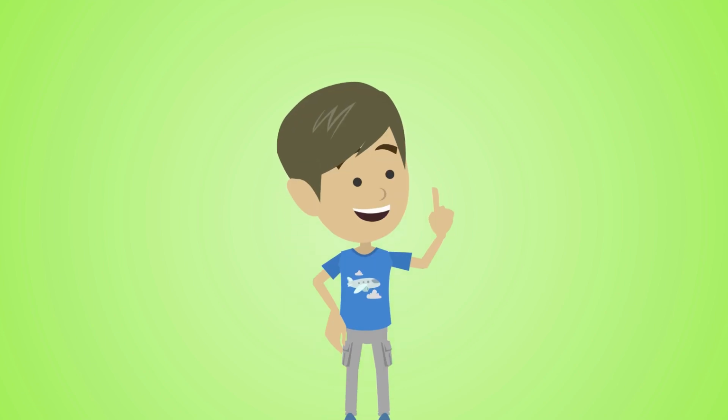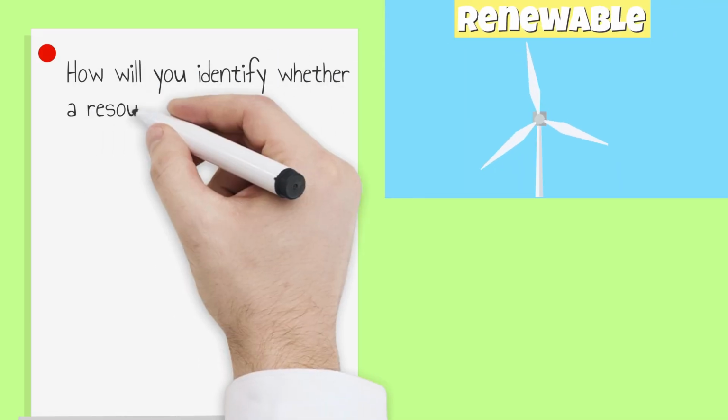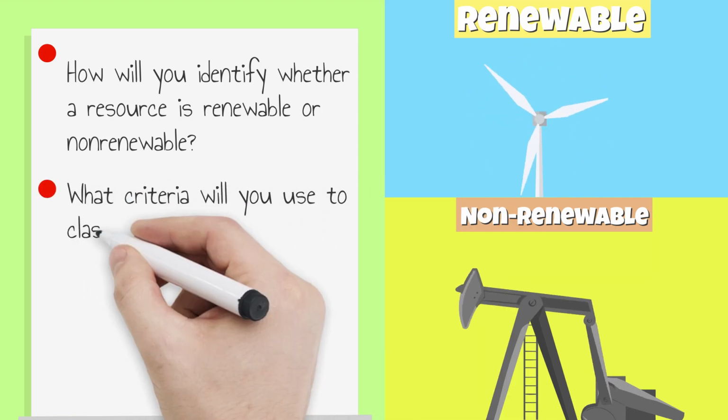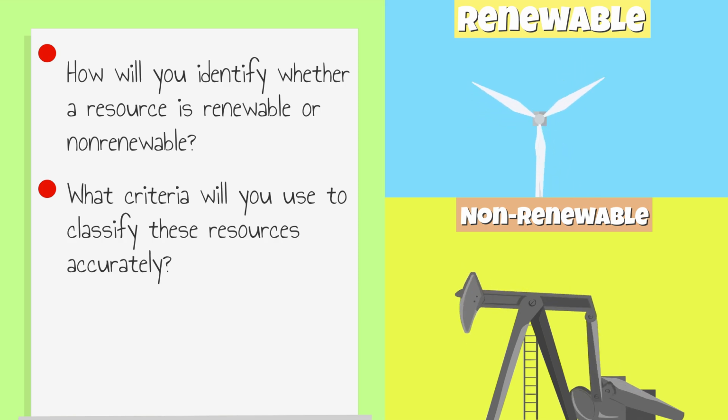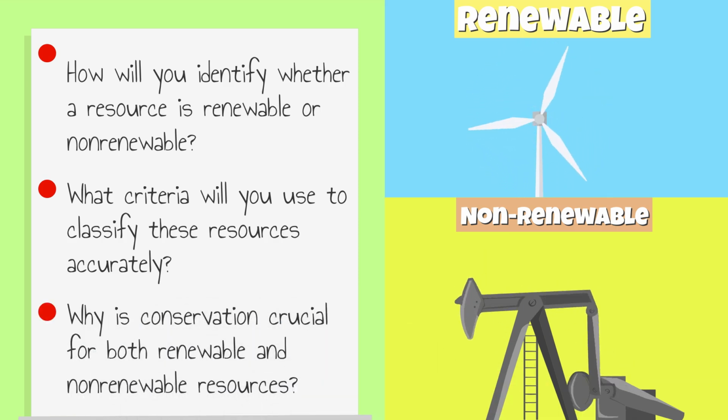As you consider this, think about these key questions. How will you identify whether a resource is renewable or non-renewable? What criteria will you use to classify these resources accurately? Why is conservation crucial for both renewable and non-renewable resources?